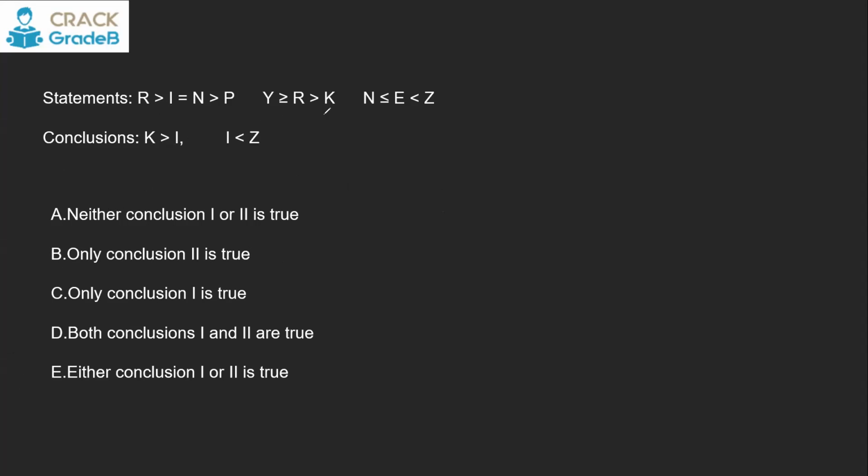K is greater than I. K is here, R is common. R is less than K. Between R and I, R will be greater than I as well. So there is a contradiction between K and I. This is the wrong conclusion.